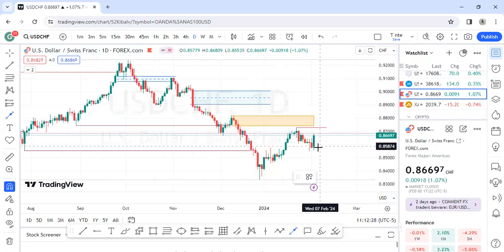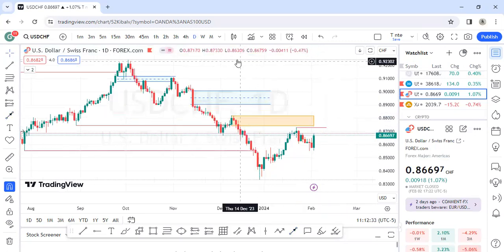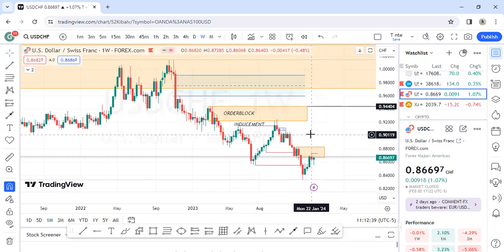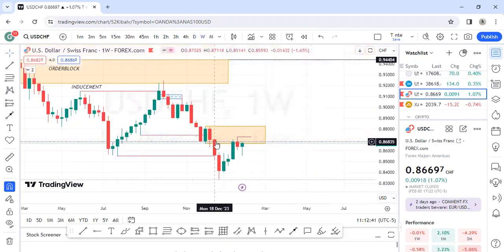So for the USD I suspect some bullish movement, at least to take out this high. I don't know if price is going to go more than that, but for what I can see now, I would like to see price go at least for that high. So I would like to see the market push at least above that high, and then you can see we have some imbalances inside here.